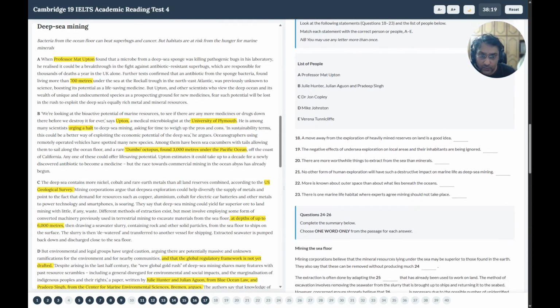A move away from the exploration of heavily mined reserves on land is a good idea. So we need to have a look at who said what.